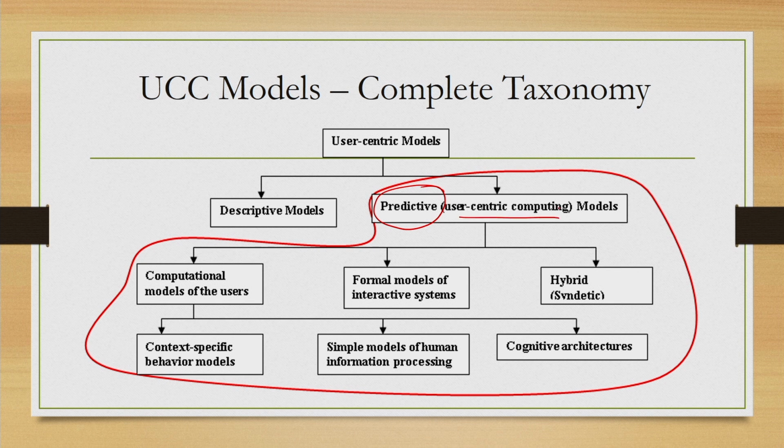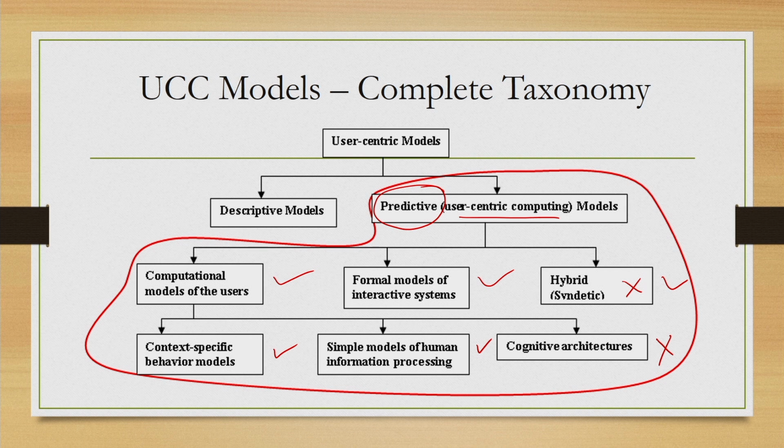Under the predictive models, there are several subcategories of models. We have computational models of the users, formal models and hybrid models. Hybrid models we did not discuss. Under computational user models, we have context specific behavior models, simple models of human information processing and cognitive architectures. Like hybrid models, we did not discuss cognitive architectures. Both these categories are too complex and out of scope in our particular focus area. We have already discussed several models that belong to either computational user models or formal models.